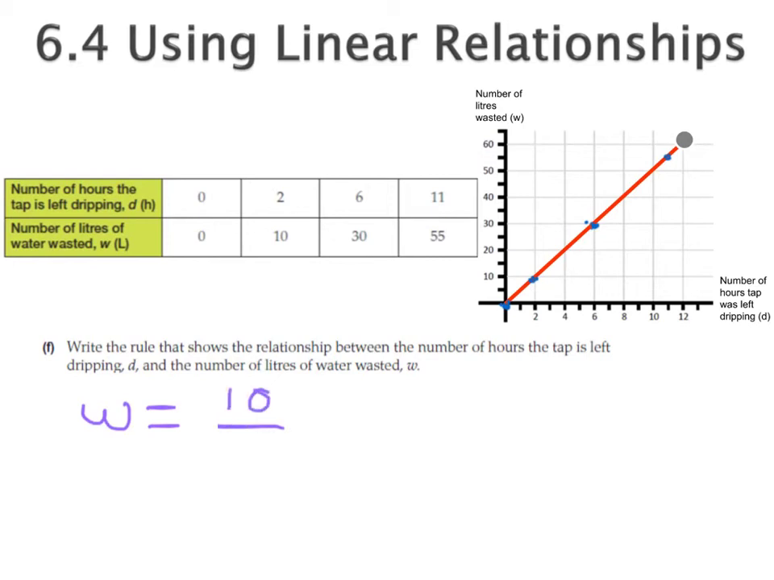And then it's going to be the x, or this axis here, on the bottom. So my 2 times by D. And then, because it goes through 0, 0, I don't have a y-intercept, so I'll just leave it as it is. 10 divided by 2 gives me 5. So I have 5 times D equals W. And I can go through and double check the other ones. So 2 times 5 equals 10, 6 times 5 equals 30, 11 times 5 equals 55.